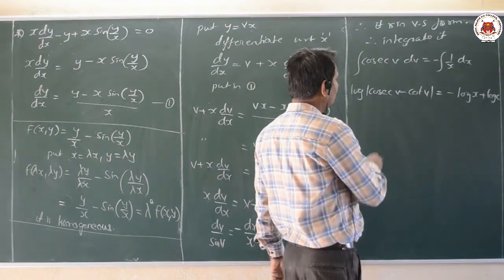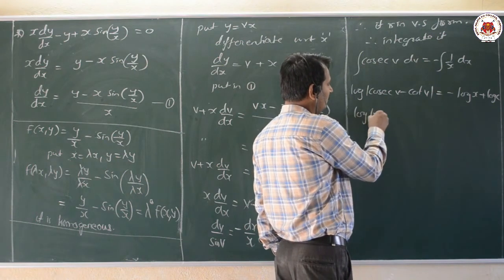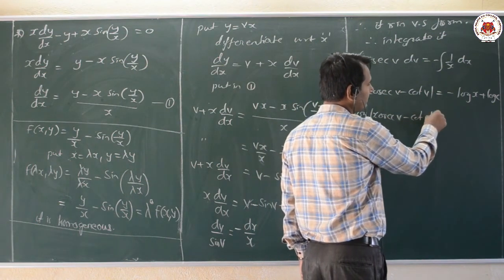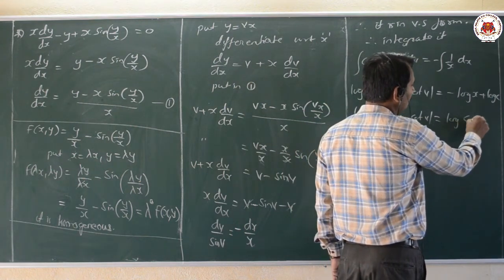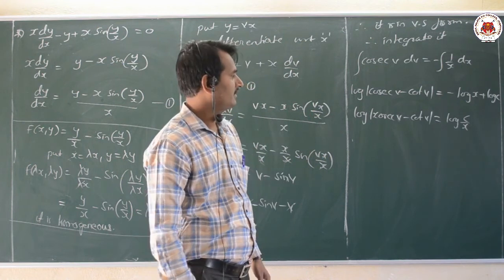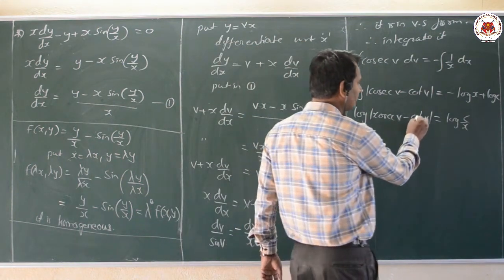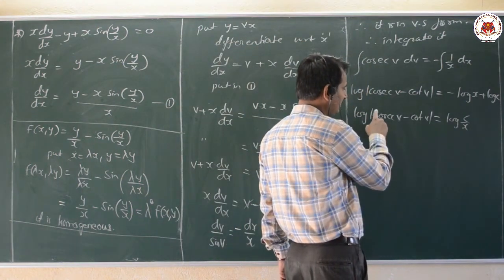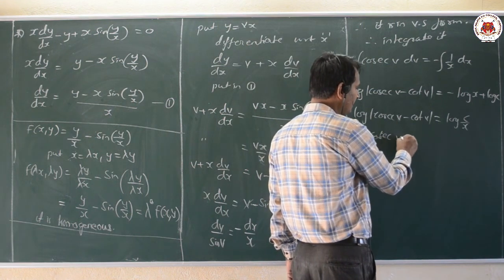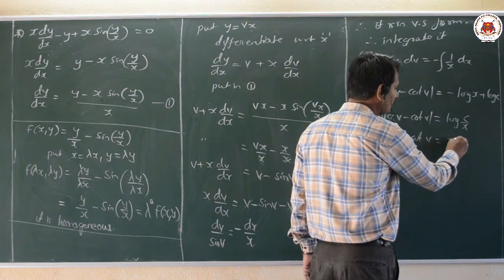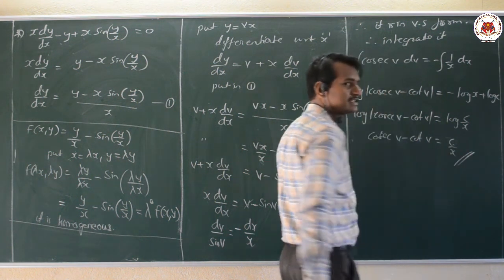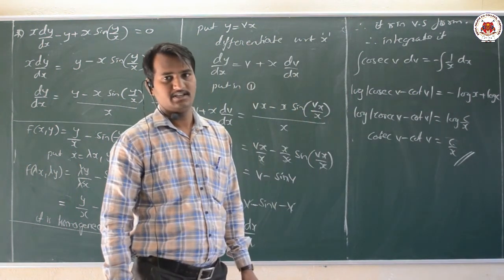Next we can take log of cosecant v minus cot v equal to log of c by x, by making use of the logarithm property. Now the log gets eliminated, that is cosecant v minus cot v is equal to c by x, and that itself is your required result.